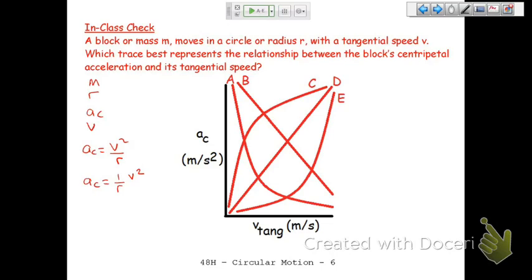Now, when I'm plotting AC versus v tangential, I can't change anything else. You can't just change everything in the equation at once. That's not how graphs work. Graphs work by you change v and you say what happens to AC with everything else held constant. Otherwise, it's a meaningless exercise. So the 1 over r doesn't change.